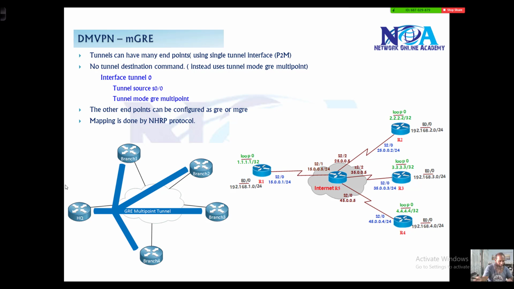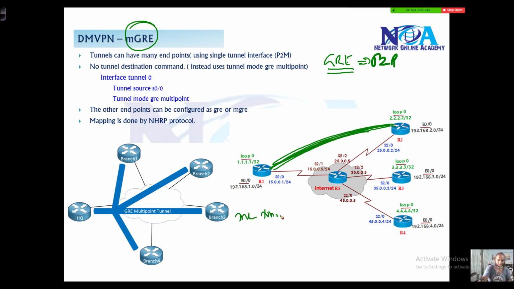Let's try to see the DMVPN multipoint GRE interface. Now, I'll be getting into the configurations as we progress with the labs, but here I just want to give an idea. If you have already implemented GRE tunnels, GREs are point-to-point tunnels. So if you're using GRE tunnels between router 1 and router 2, the configuration goes like this.